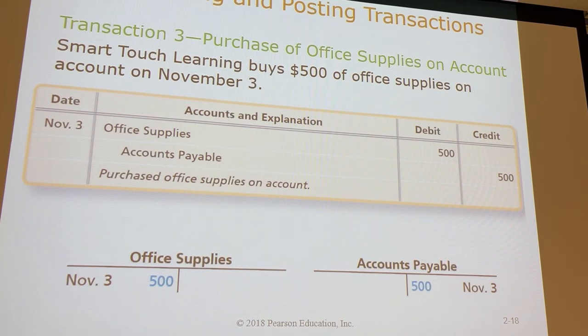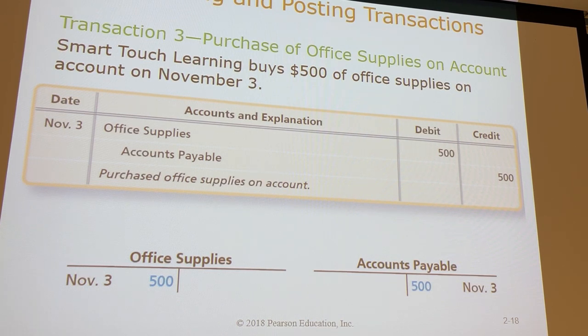Okay, then they buy $500 of office supplies on account on November 3rd. So office supplies is an asset account, so we're going to show it going up with a debit. And then when they say on account in this example, it means that the liability account called accounts payable is going to be affected. And liability accounts would go up with a credit, so we know we're going to show a credit to accounts payable. Then we say that we purchased office supplies on account.